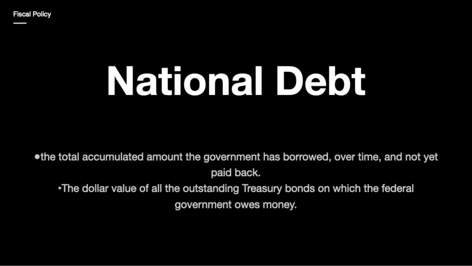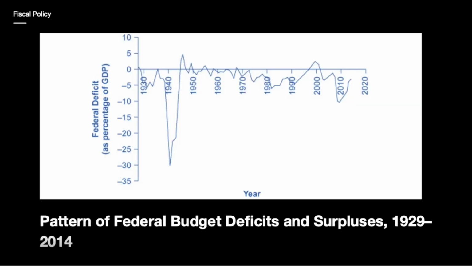The dollar value of the outstanding treasury bonds on which the U.S. federal government owes. Patterns of federal budget deficits and surpluses. The federal government has run a budget deficit for decades. The budget was briefly in surplus in the late 1990s before heading into deficit again in the first decade of the 2000s, and especially deep deficits in the 2008-2009 recession.